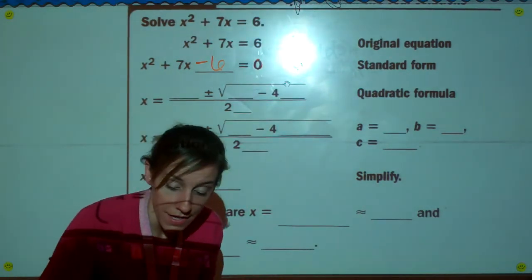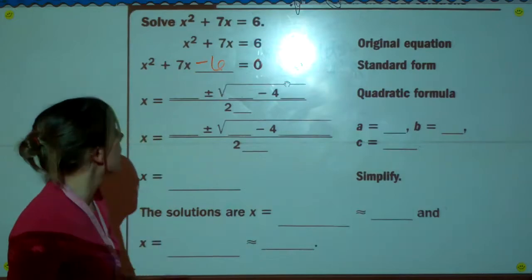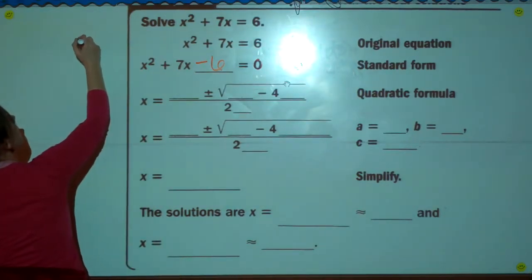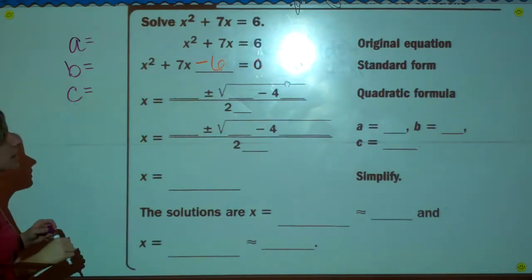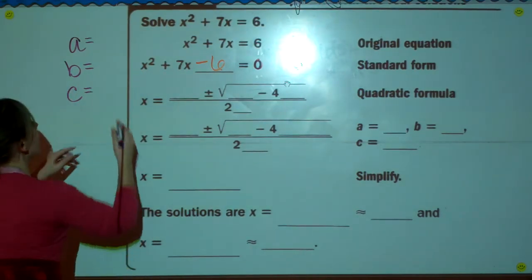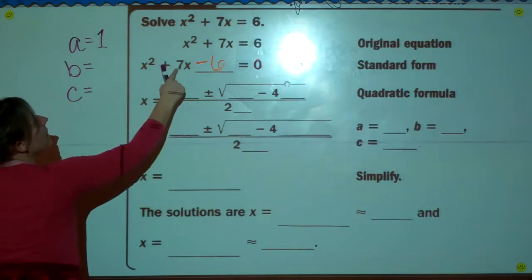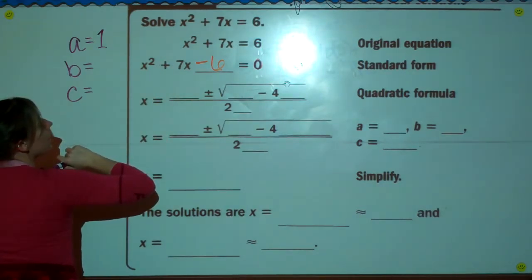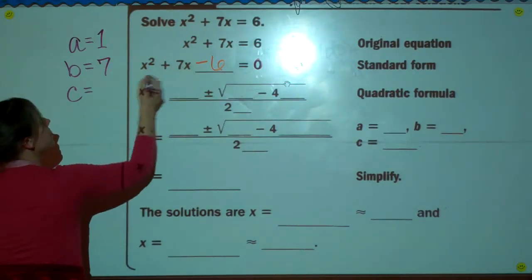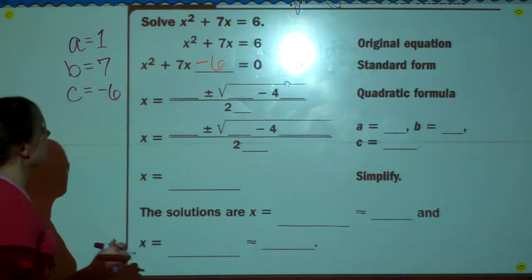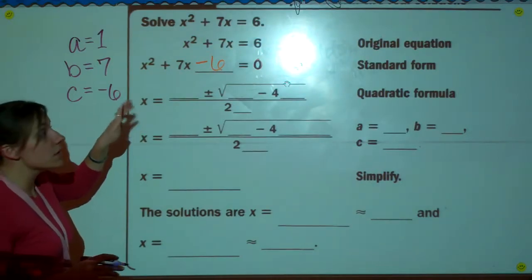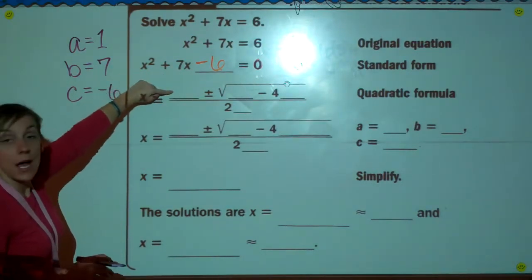All right, then I would go off to the side and say, okay, A is what number, B is what number, and C is what number. So A is the number in front of x squared, so that's a 1. B is the number 7, and C is a negative 6. Okay? So always keep the signs with them. So now I just use the formula. The formula is the opposite of B.